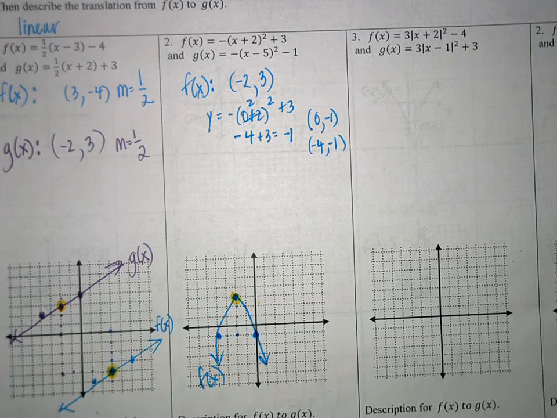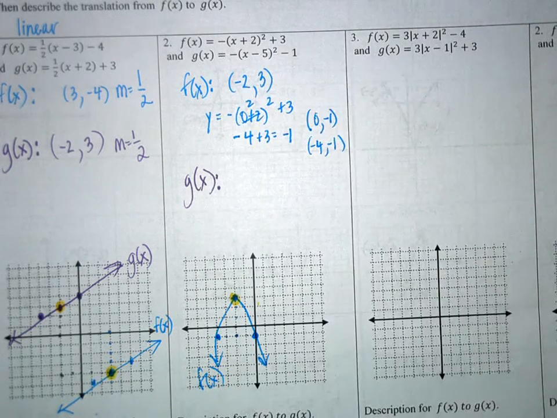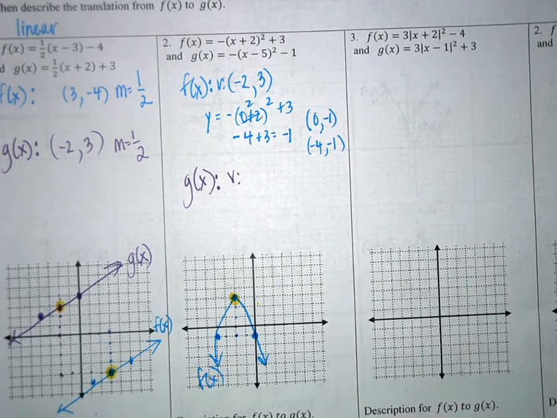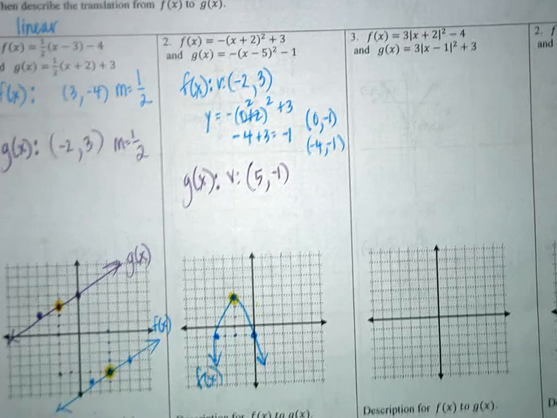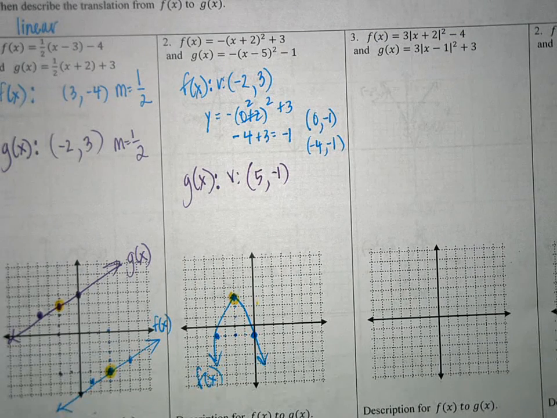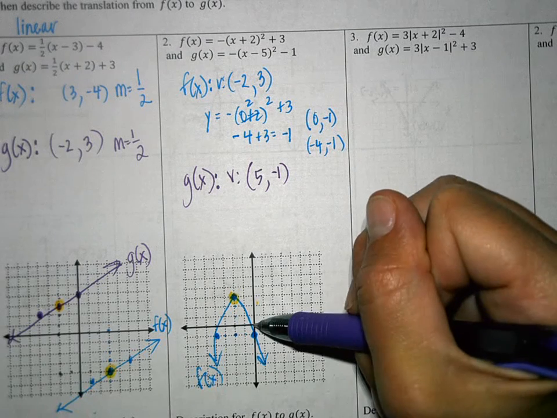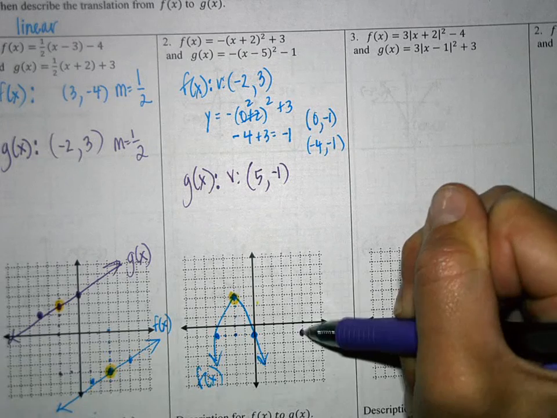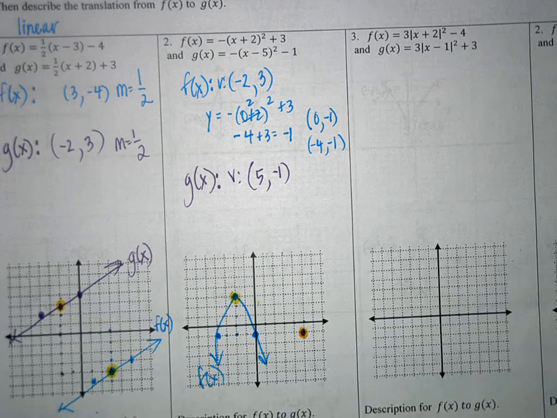Okay, so now let's go ahead and take care of g of x. Okay, so what's my vertex or starting point for g of x? Good. 5, -1 is correct. Is anybody confused on how I'm getting those values? We're good? Okay. So 5, -1. So starting at 0, 0, we go right 5. 1, 2, 3, 4, 5, and down 1. Okay, and I'm just going to highlight that too because that's my starting point.